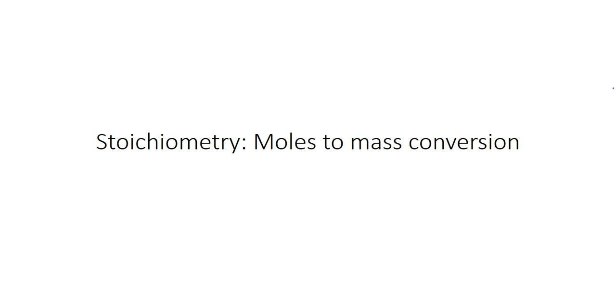The second stoichiometry problem is a moles to mass conversion, where you are given the moles of one substance and you want to convert that to mass of another substance. So what we do is, when I give you moles of one substance, to convert to mass, you need to pass through the moles of the other substance before converting to mass. Let's see how it works.